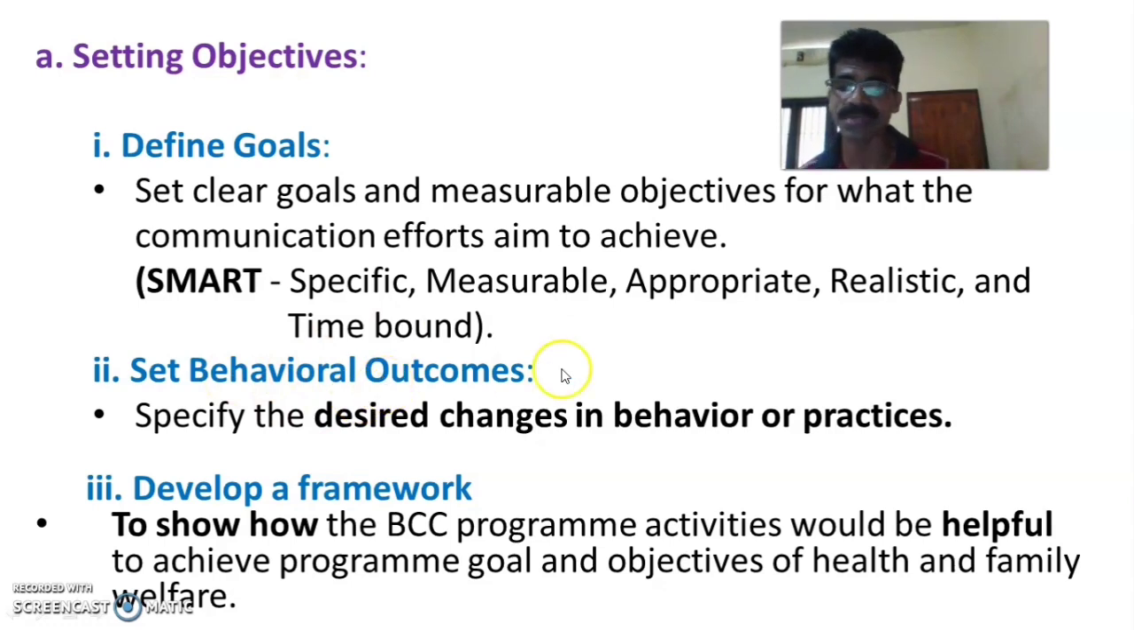Then second is set behavioral outcome of the individual. So specify the desired changes in behavior or practice of the individual, family and community. What changes have to be made should be specified. So after BCC, behavioral change communication application, those people make a positive behavior in these areas, in this practice. Or this type of practice they do, this type of behavior they show.